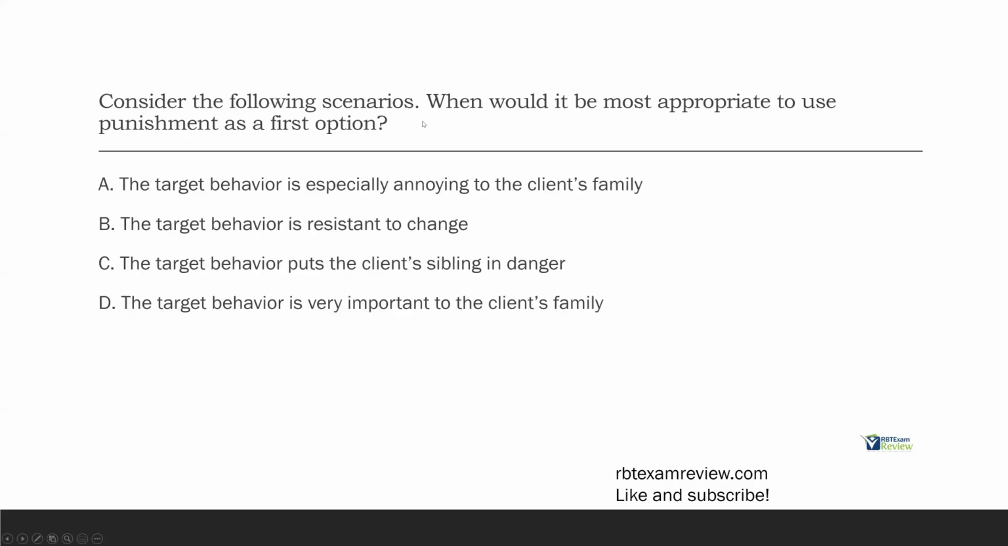Consider the following scenarios. When would it be most appropriate to use punishment as a first option? Okay, as we know, punishment is rarely our first option. We're reinforcement driven. We want to teach replacement behaviors. That being said, punishment is not always not an option. When might we want to use punishment?